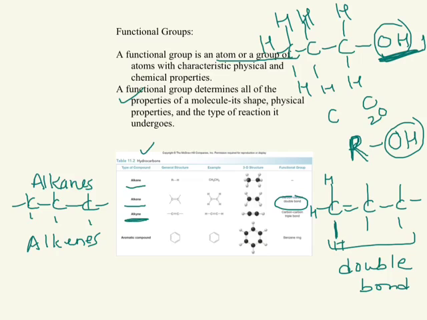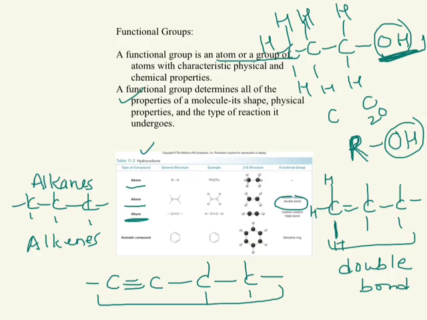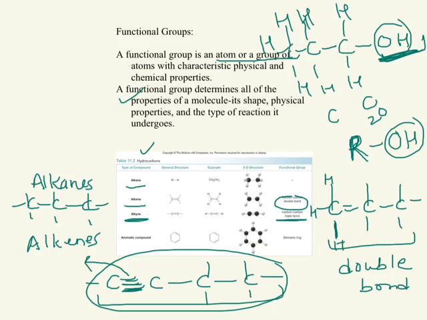The next is alkynes. Alkynes have a C triple bond C as their functional group. If you look at this compound, and again these are hydrogens, which functional group is present in this compound? This triple bond. So the triple bond is the functional group present, or another way of saying is the functionality of this compound is due to the presence of this triple bond.